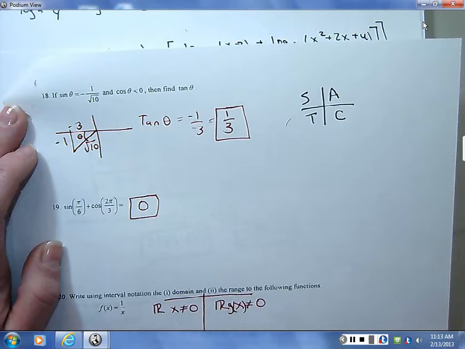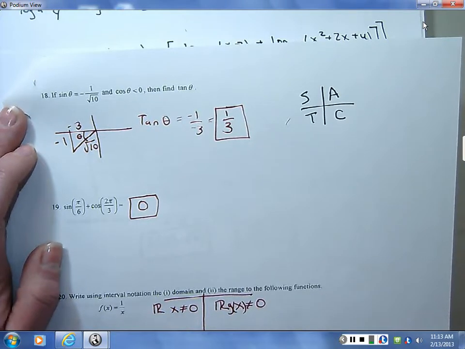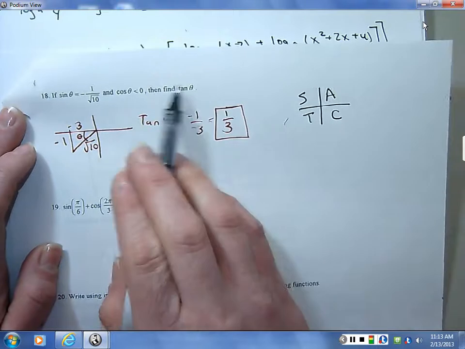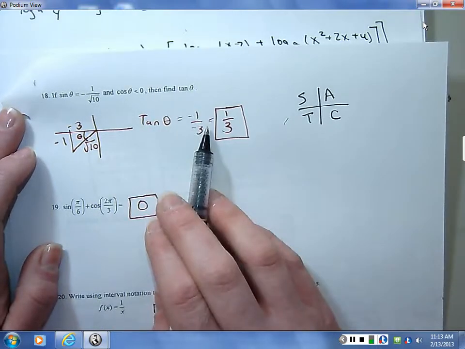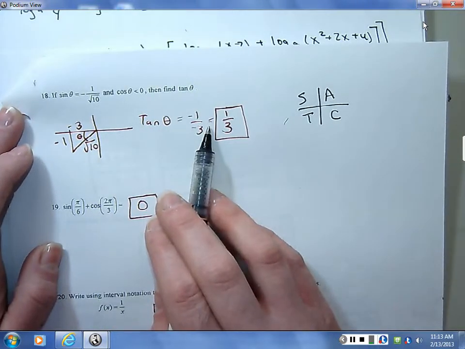Negative 1 over the square root of 10 is not someplace that's specific on the unit circle. No. I don't know what this angle is. If it was a 1, 2, square root of 3 triangle, then I could say, okay, it's a 30, 60, 90 degree triangle, and then I could come up with some angle. But it's not asking for the angle. It's asking for what tangent of the angle is. So let's look at an example, I think.